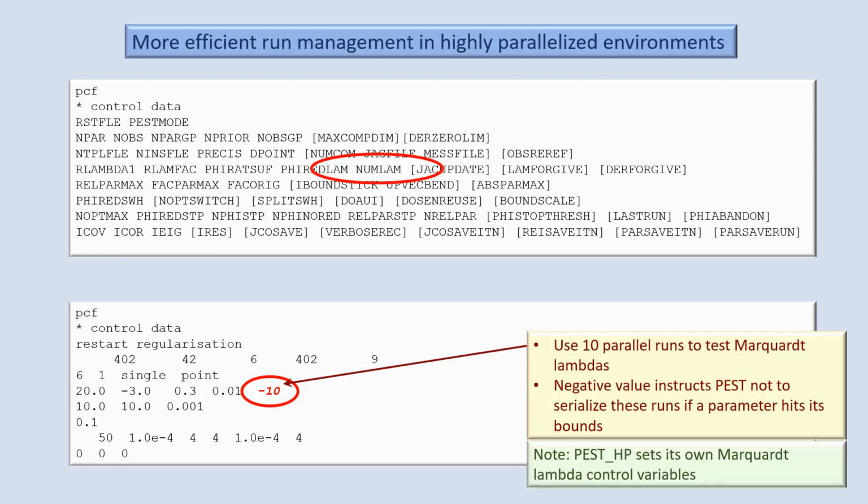PEST HP, you don't have to worry about it. PEST HP takes care of parallelization of the Marquardt lambda process itself.